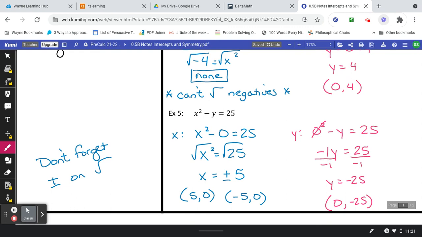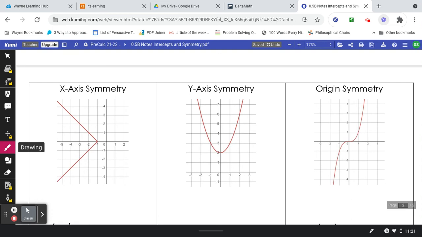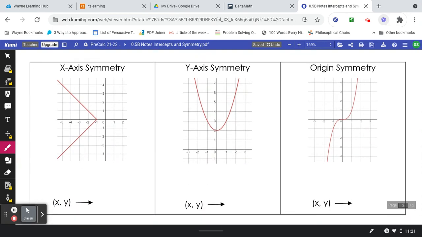All right, so that's intercepts. On the backside, we're going to talk about symmetry. So there are 3 types of symmetry we're going to talk about. The first is x-axis symmetry, which means you have the same thing reflected over your x-axis. So notice here is your x-axis. And what you have at the top is what you have at the bottom. What you have up is what you have down. So I'm going to write up, down, reflection.